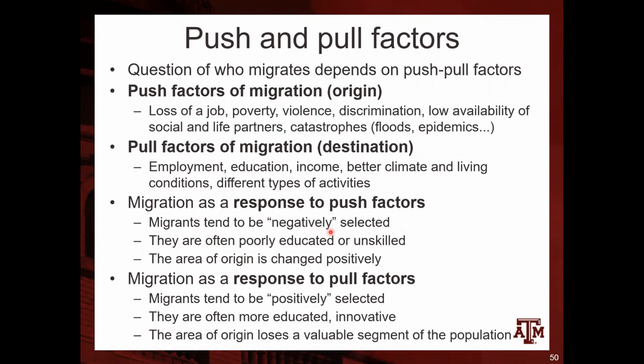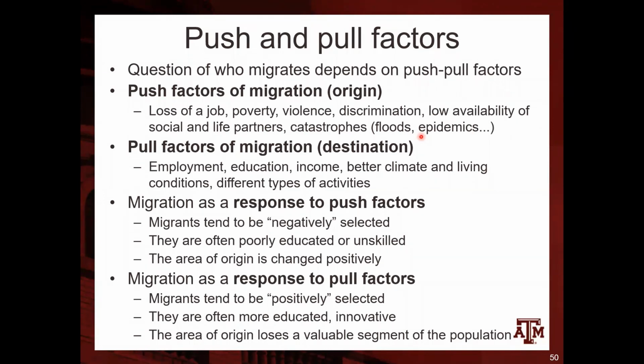And just a summary of these push and pull factors, the push factors, also the characteristics of the areas of origin, could be people are now losing their jobs in a specific city or in a specific country. There is an increase in poverty, violence, discrimination, low availability of social and life partners, such as we see, for example, in China, because of the really high sex ratio that they have. Catastrophes, floods, epidemics, or climate change might make people move from, for example, coastal areas to other areas.